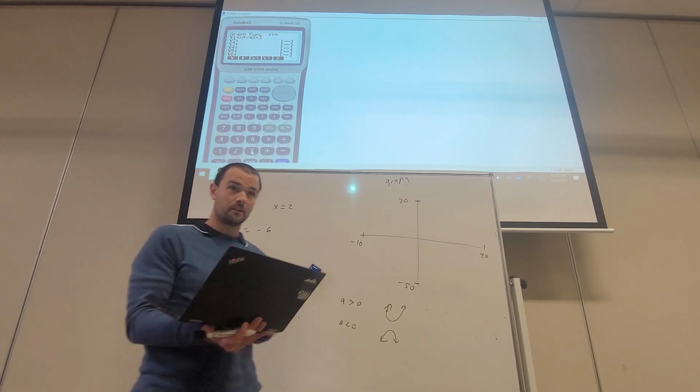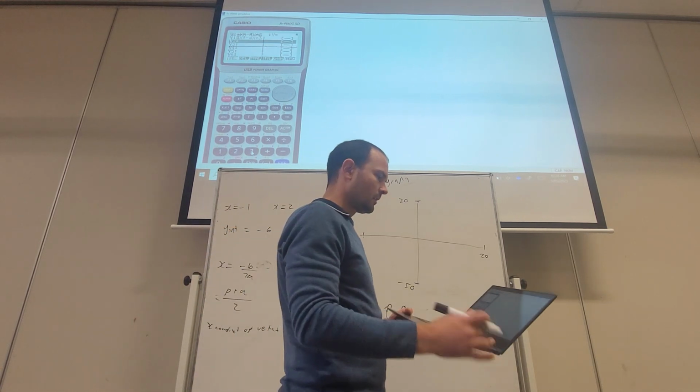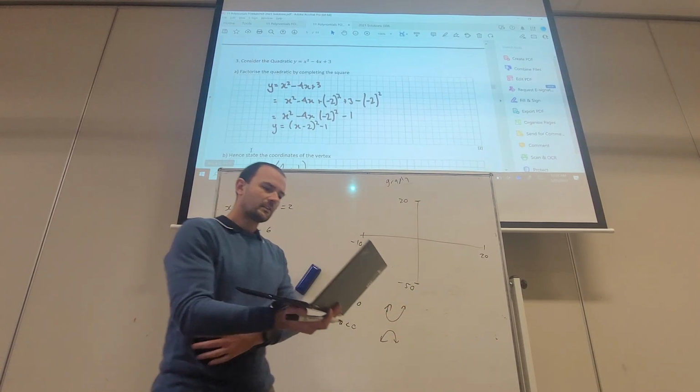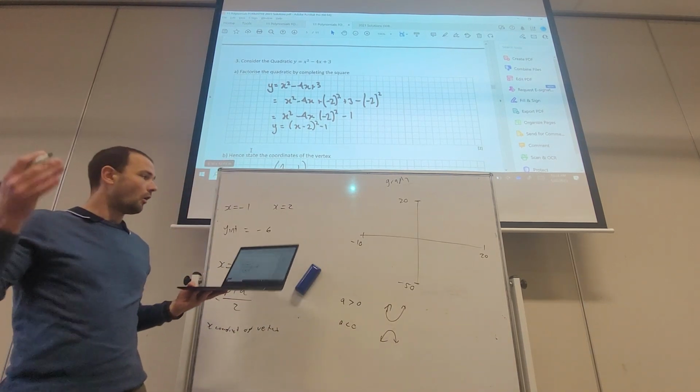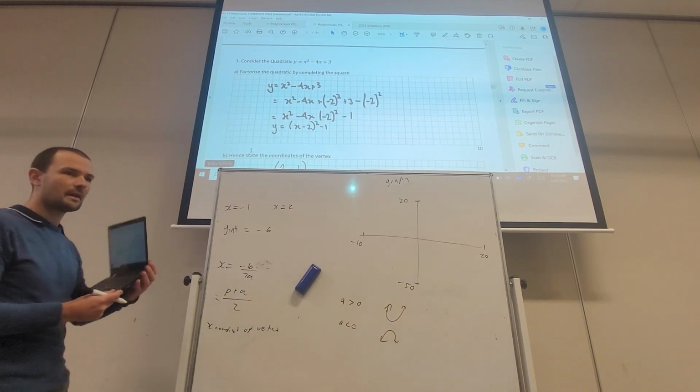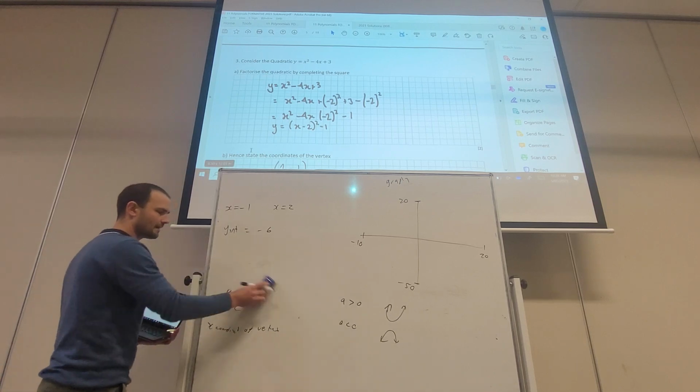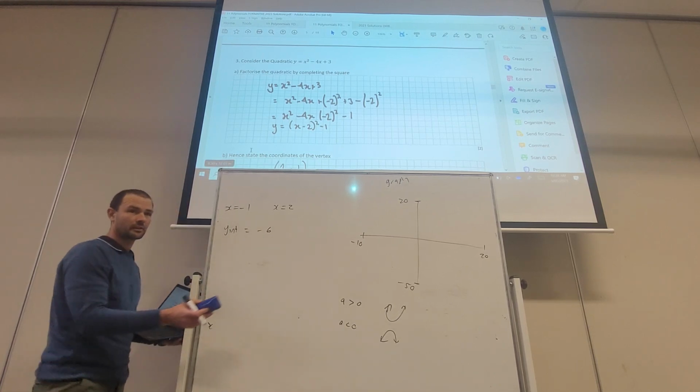Alright, so I'm changing the graph I've got there. I've graphed it. Factorize the quadratic by completing the square. Okay, let's pretend I don't know how to do that. I can't remember how to complete the square. Oh no, I'm stuck on this question. I'll just move on.